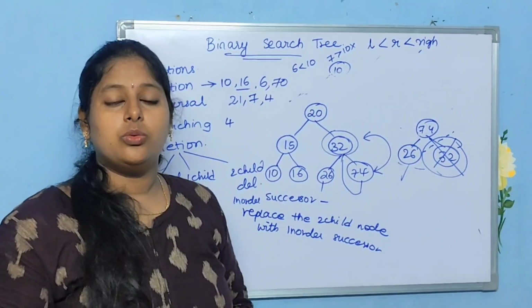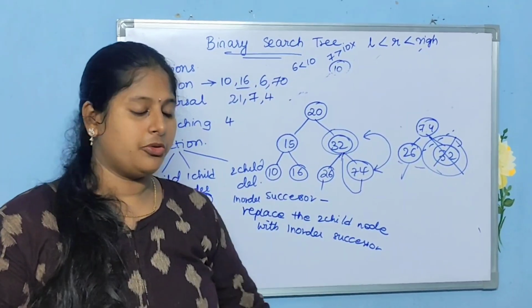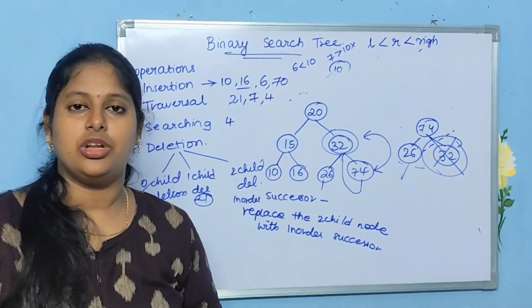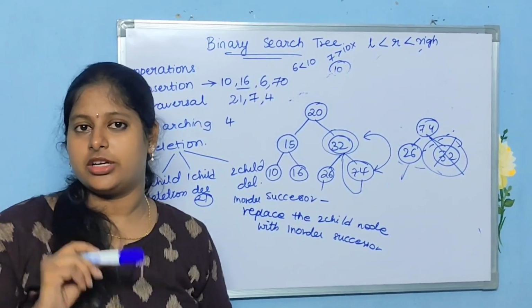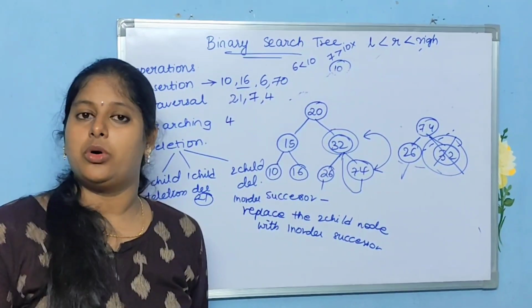So, when you want to delete elements for zero-child deletion, you can directly delete that element since there are no other elements connected to that. Okay, so there won't be any loss.